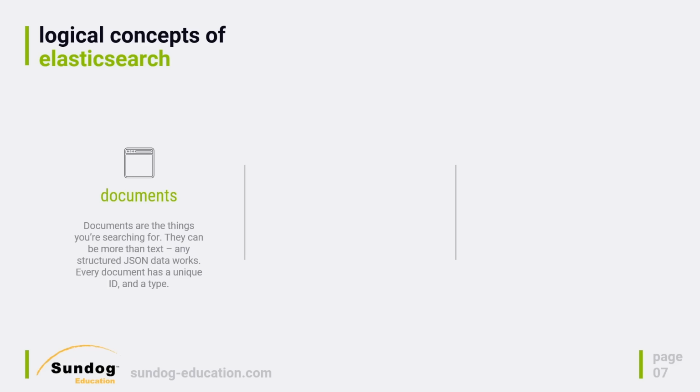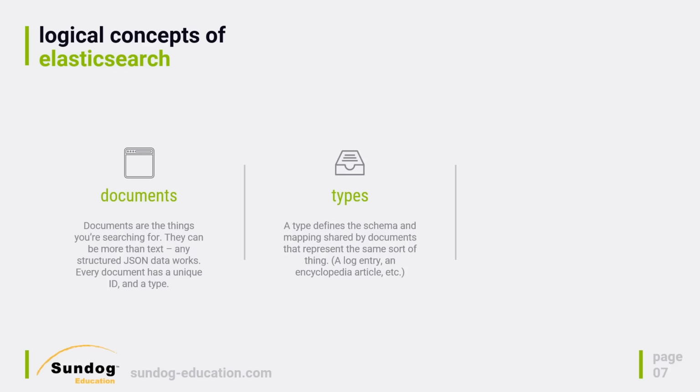And that's where the concept of types comes in. So you can have many documents that belong to a given type. And a type is basically a schema or a mapping shared by a bunch of documents. So for example, you might have a type that defines what an Apache access log entry looks like. And that might define a mapping that says an Apache access log contains things like a request URL and a status code and a request time and a referring URL and things like that.